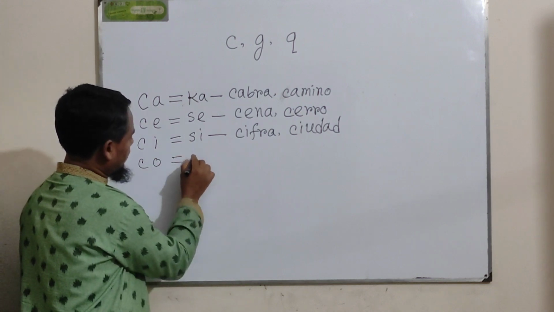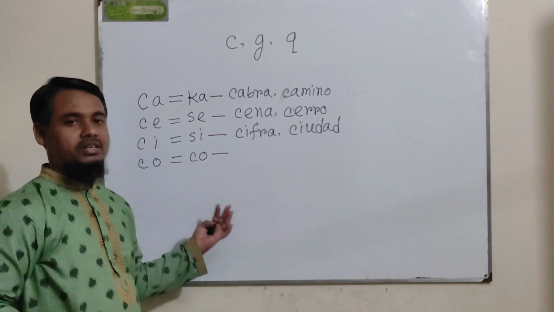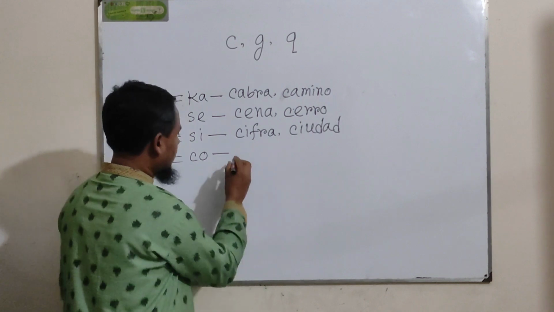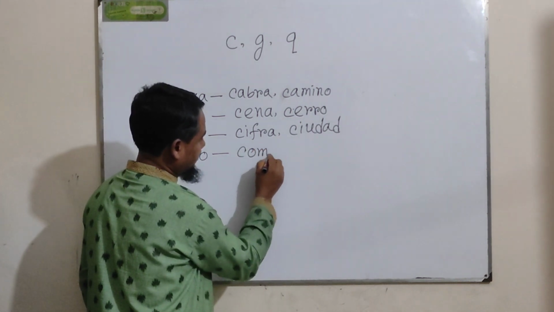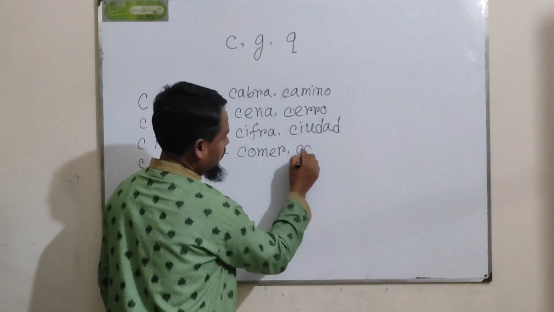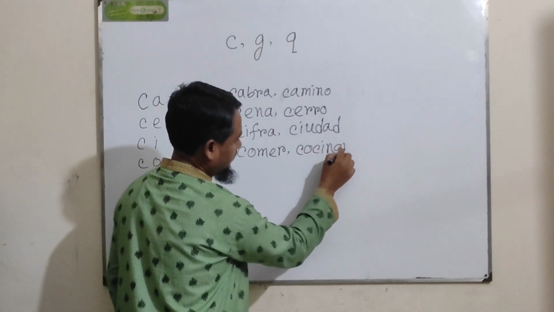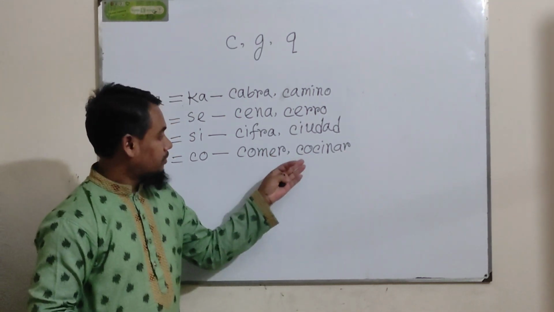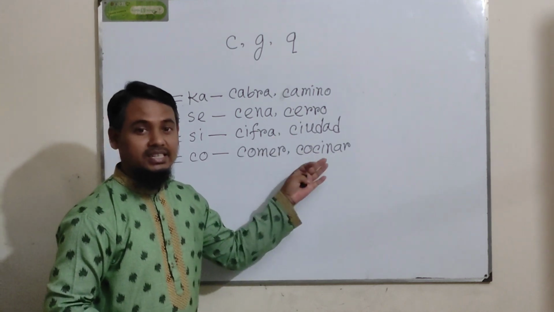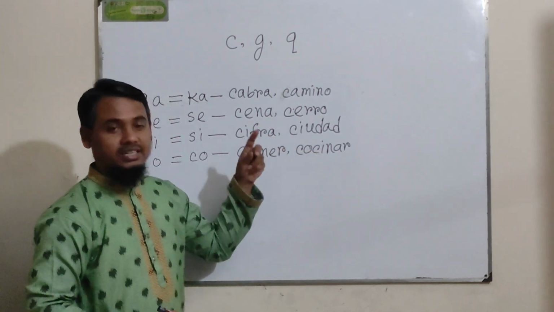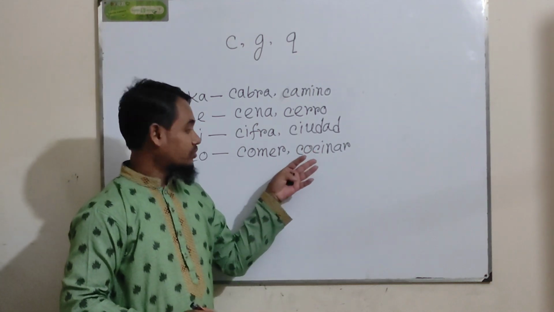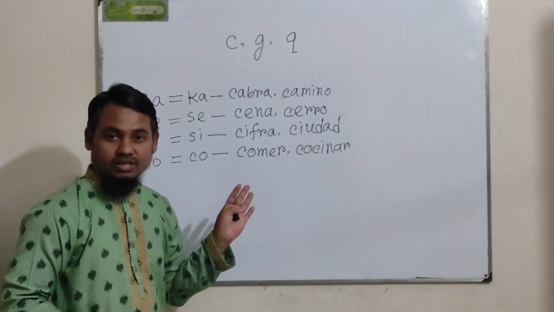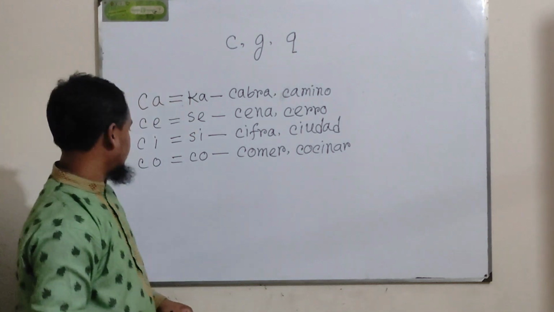C after O is co, same as in English language. For example, comer, cocinar. Look at the word cocinar. Here, C after O is co, but C after I is si. This is I in Spanish language. It is I in English language, but in Spanish it is E sound, not I. Cocinar.